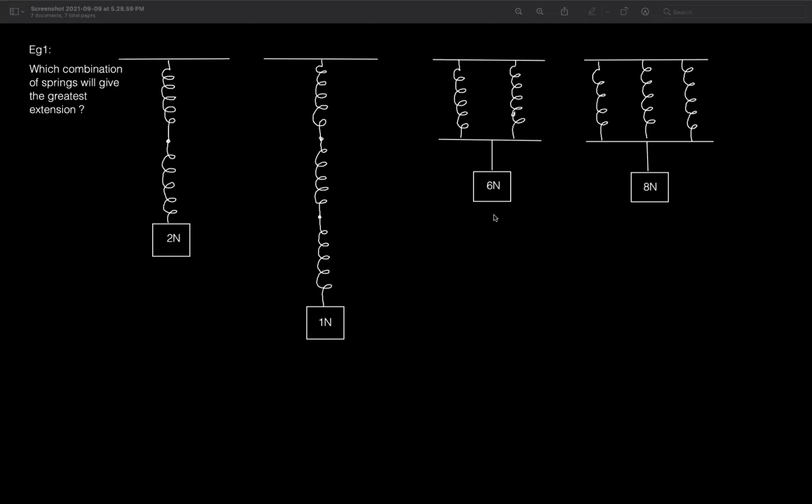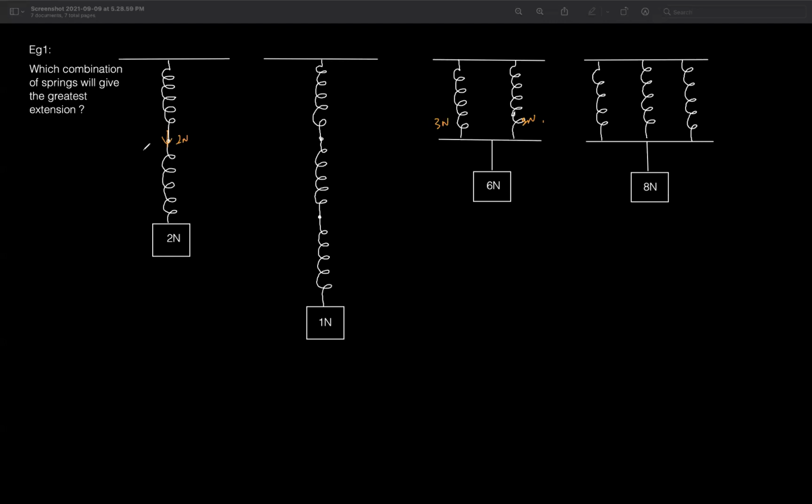You have 6 Newton pulling down here. Two springs are pulling at the same time, at the same height, at the same length. So the force gets divided between these two, maybe 3 Newton here, 3 Newton here. It's not the same with the series. In the series, 2N pulling down here, and this is also 2 Newton pulling down, because you are just joining the springs one after another. They are not doing the work together. When you apply 2 Newton force, it's the same for every spring.